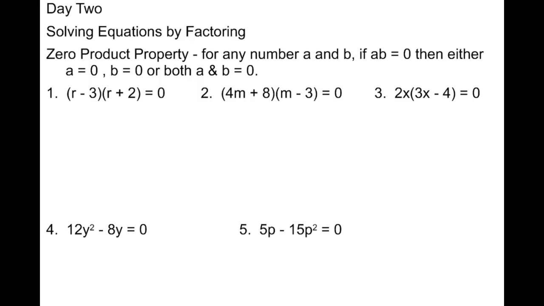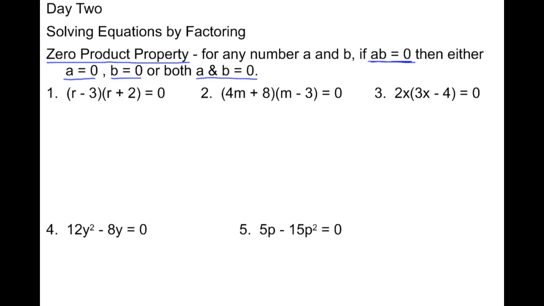Day 2 of factoring by using the distributive property. Solving equations by factoring. Zero product property. For any numbers a and b, if a times b is equal to 0, then either a is equal to 0 or b is equal to 0 or both a and b are equal to 0.